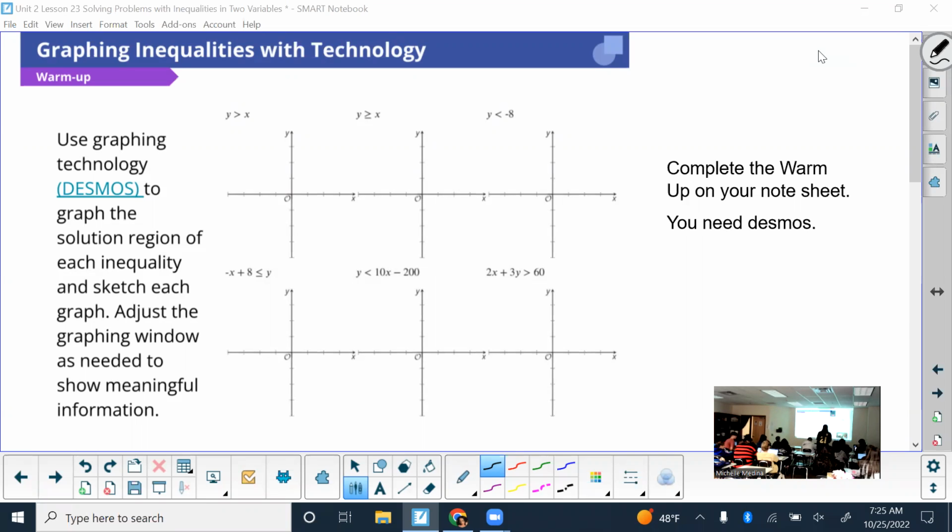So when you graph something, wait, and don't you sit on the other side?